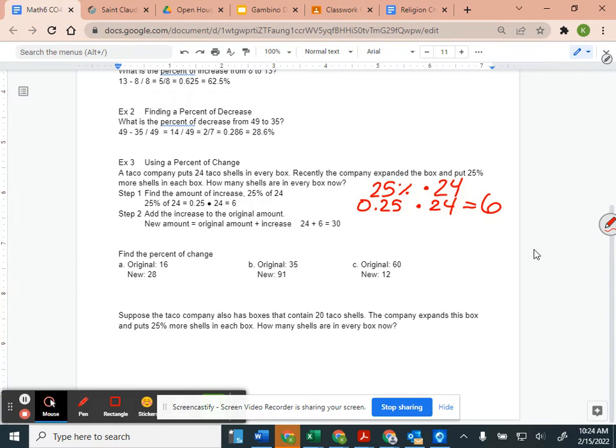6. So this is where you really need to think through what the question is and whether you are answering it. The question is, how many shells are in every box now? Is the answer 6? No. Why not? 0.25 times 24 is 6. Why wouldn't the answer be 6? The answer is 30.